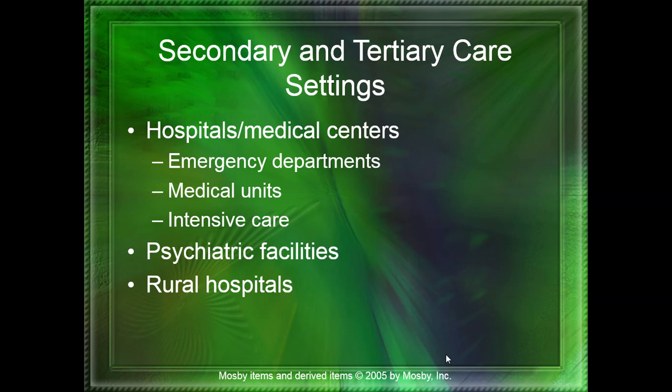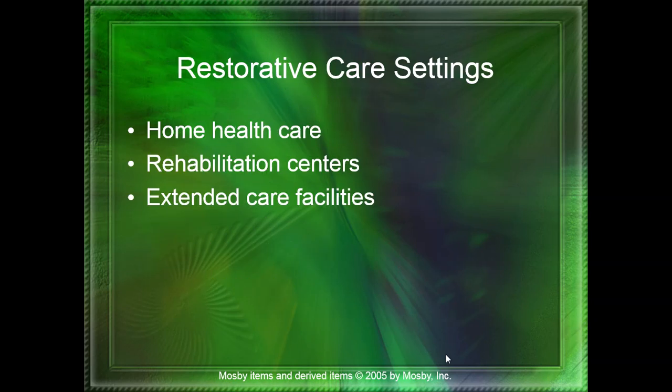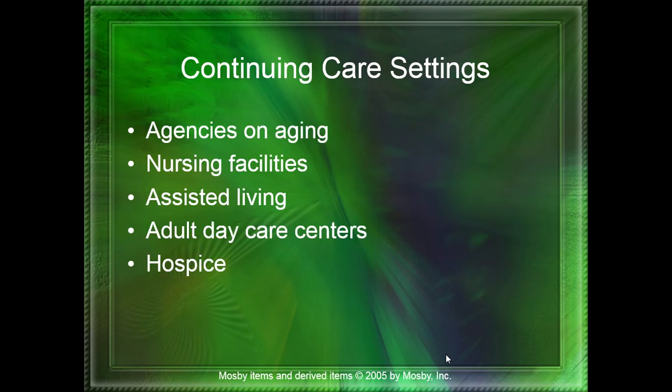Secondary and tertiary care settings are going to be, like I talked about, hospitals, medical centers, emergency departments, just medical units, intensive care. Going to be places like psych facilities, rural hospitals, which you're in the part of Texas we're in. That's about all we have are rural hospitals. And if anything is serious, they're sent to another higher level of care facility, outpatient therapy or outpatient services like physical therapy. That kind of stuff. And restorative care, so that'd be home health, rehab centers, extended care facilities like LTAC facilities, those kind of places. Those are going to be places that are going to give restorative care.